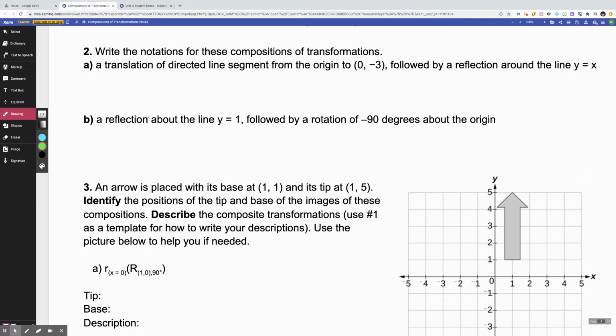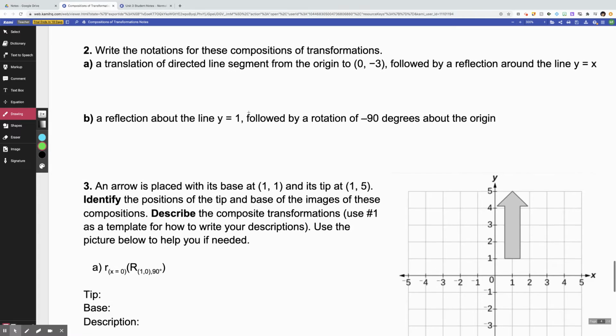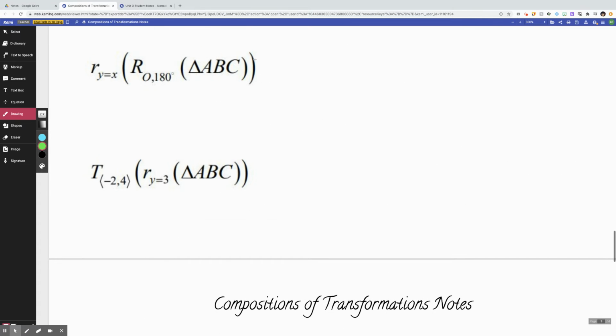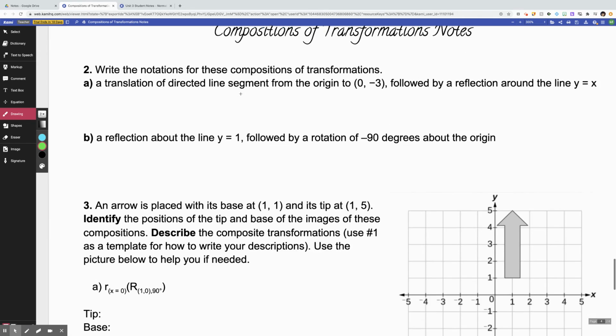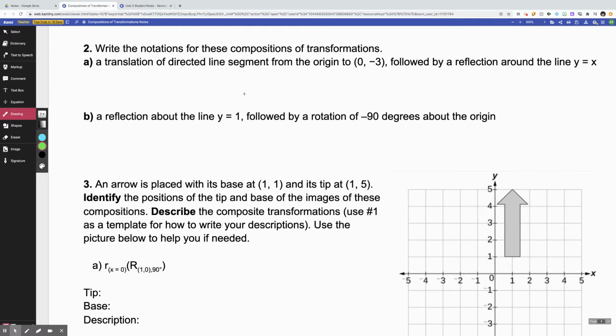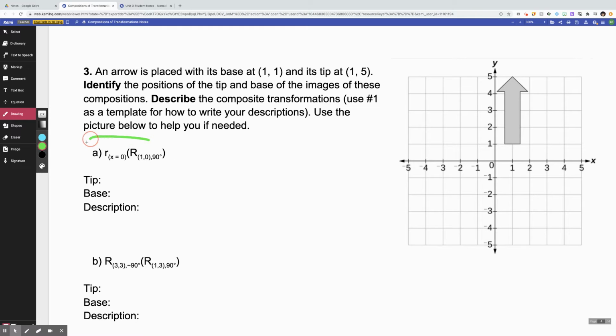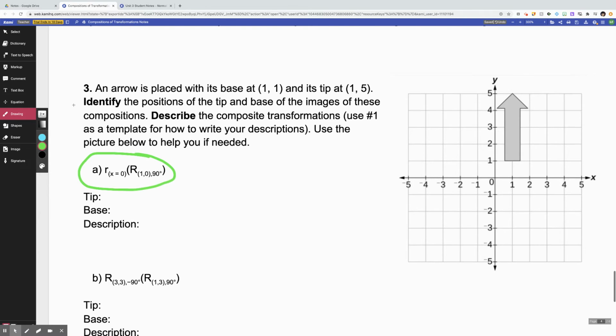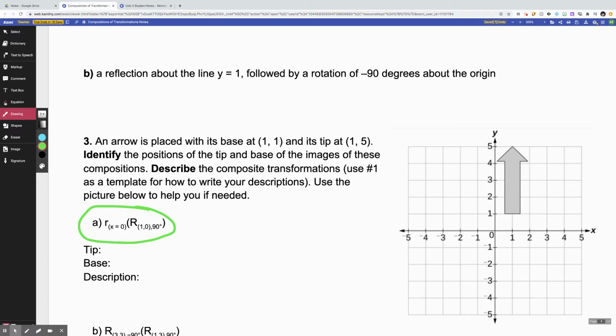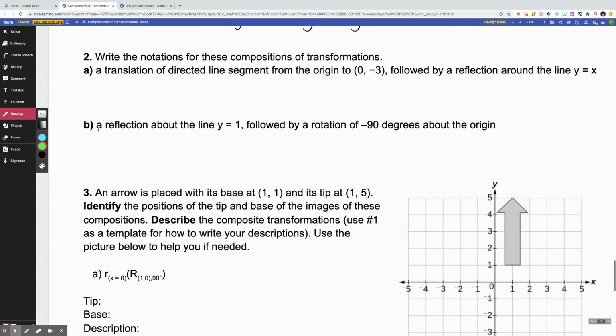Now, one thing I will say about these is that there's no figure that's being transformed. It doesn't say triangle ABC or point P or line segment XY like these up here. Our answers are going to look a little bit more like this, they just won't have an actual figure. We're describing the transformation that's occurring to any figure, not necessarily just that one. Okay, so let's see if we can write these.